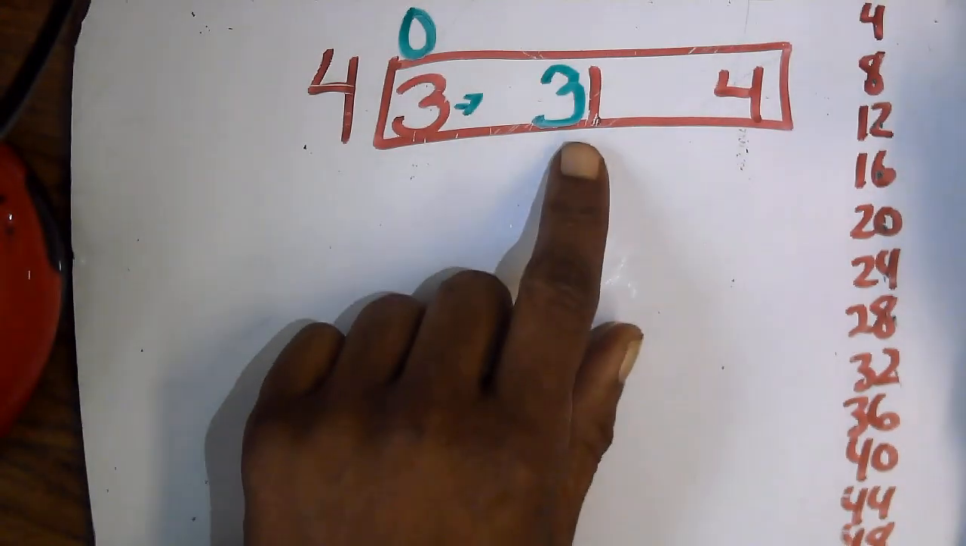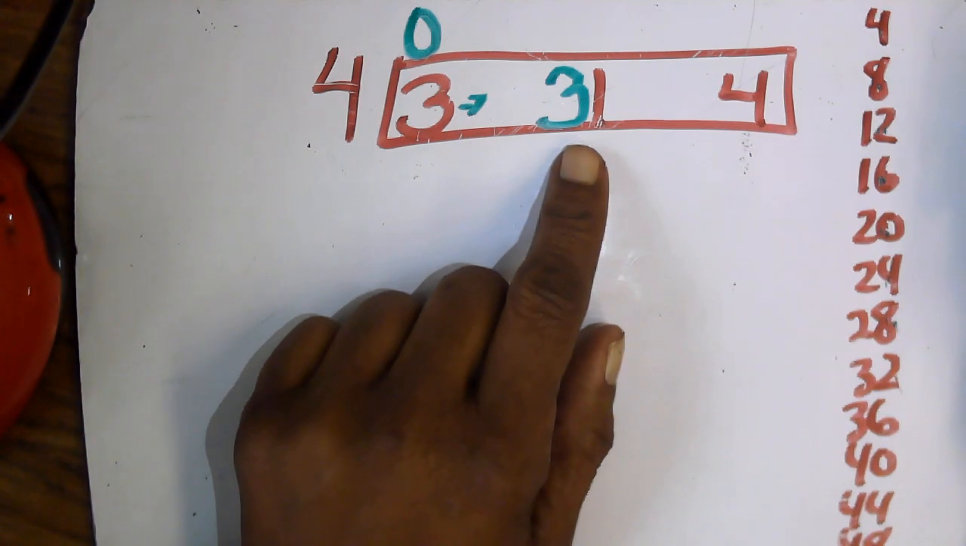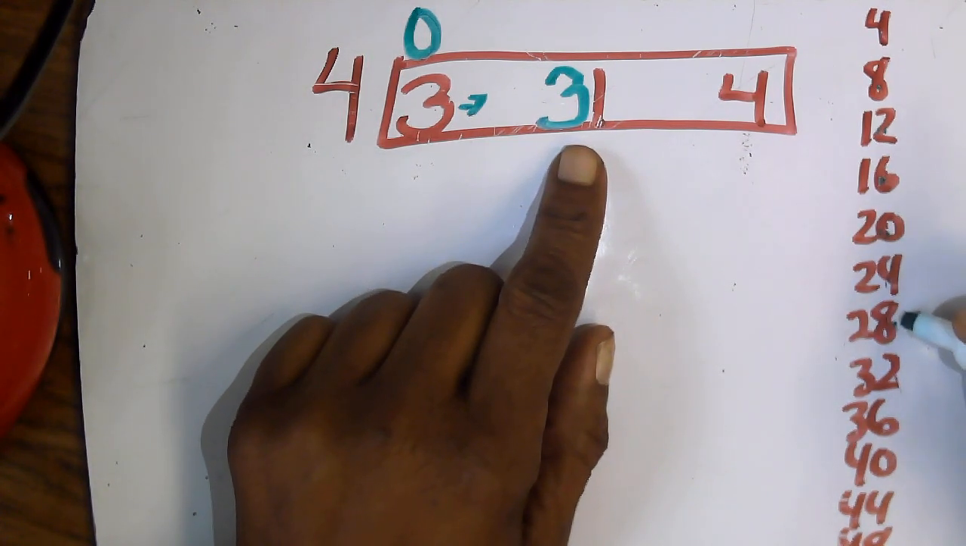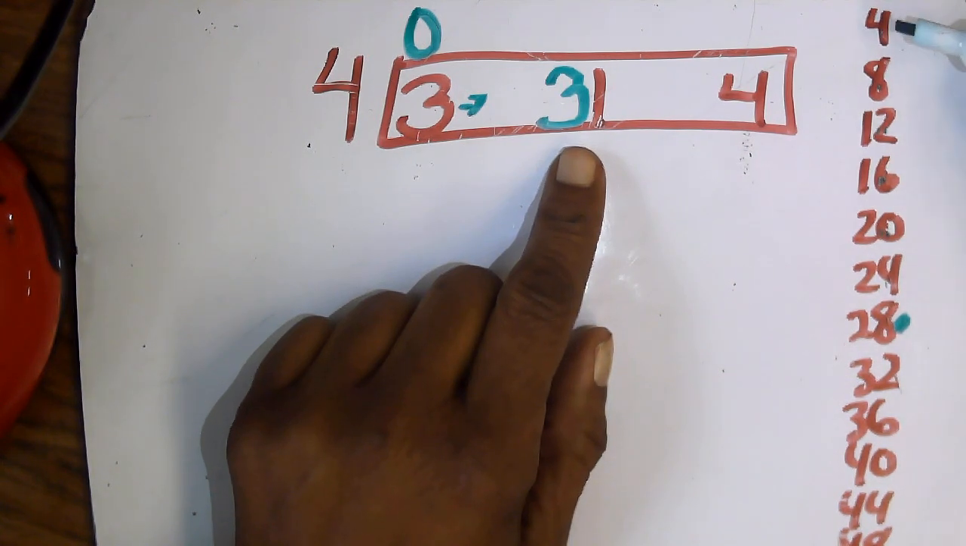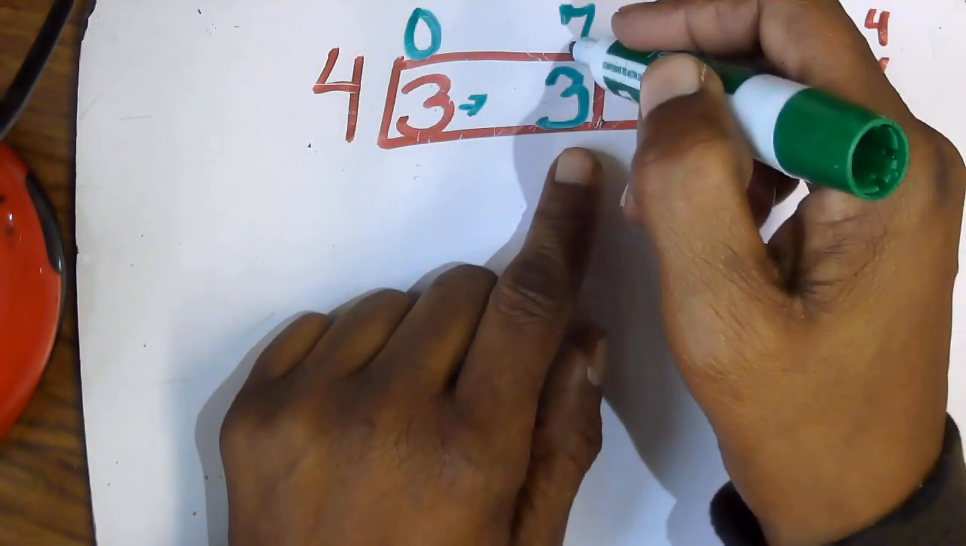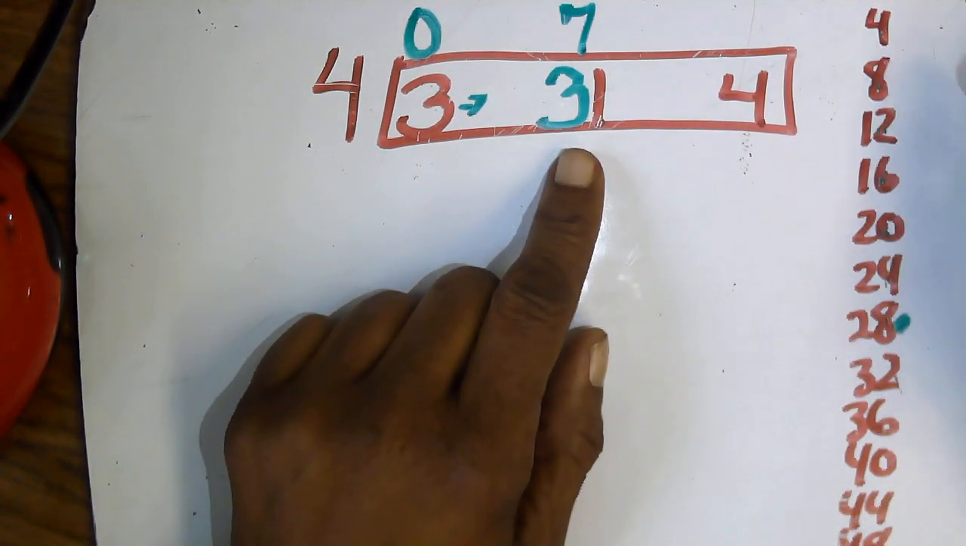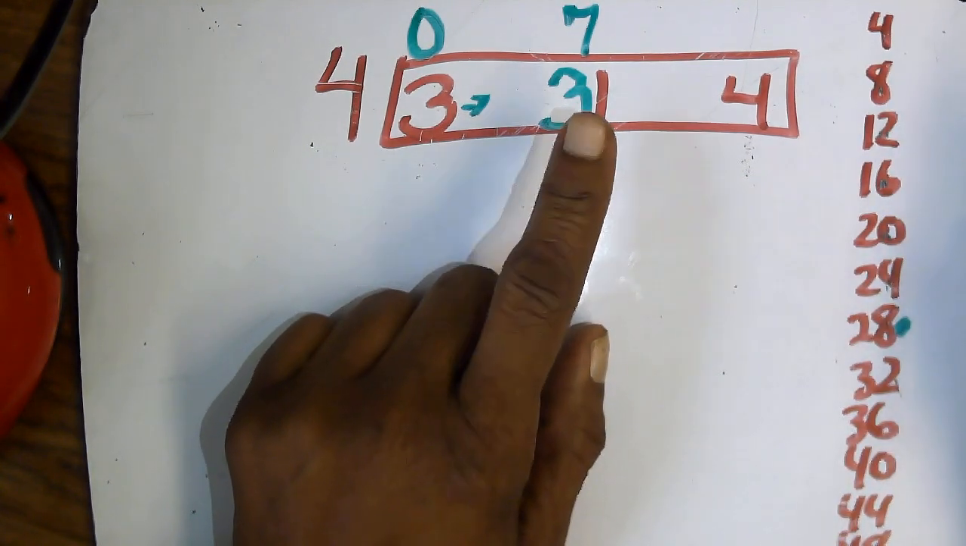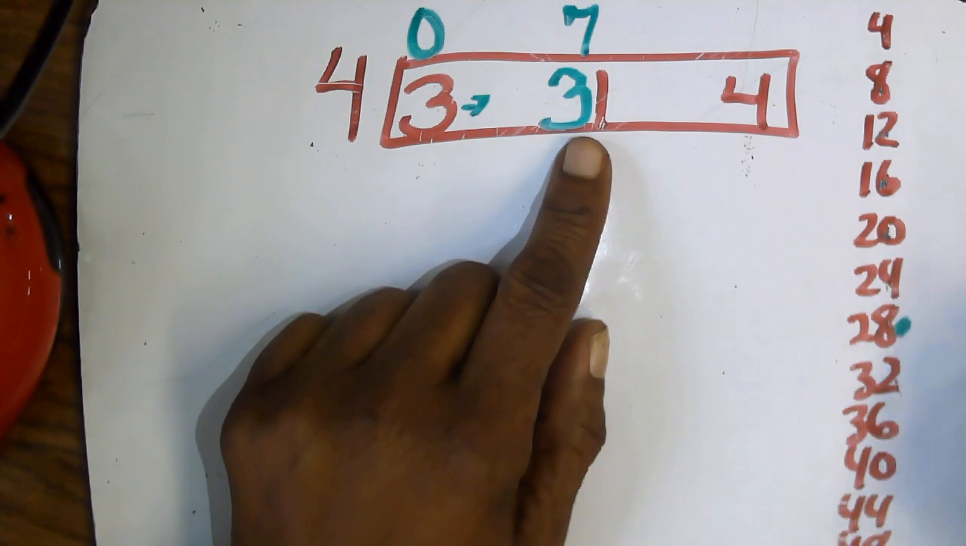Okay, with 31, Cole, where would I stop at on my multiples with 31? Stop at 28, which is right here. Let's count down and see how far we had to go until we got to 28. 1, 2, 3, 4, 5, 6, 7. So 7 goes up top because we went down 7 on our multiples. That's why it's so important to know our multiples and make sure we know them in order. So we have 31 and 28.